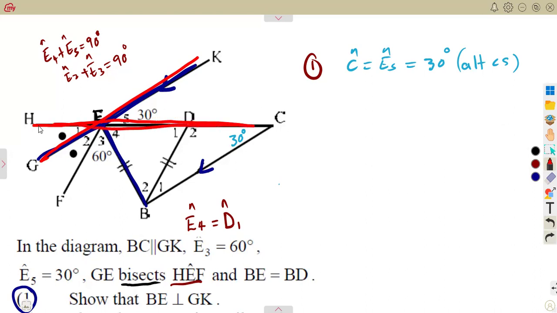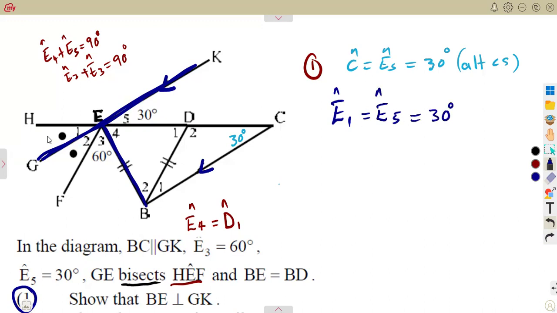This one is a straight line. So we are talking of the vertically opposite angles, meaning to say these two angles must be equal. So the angle at E5 and the angle E1, they are equal, vertically opposite angles, all right? So there we're going to consider E1 to be equal to E5. Let's see if it's going to help us, which is also 30 degrees. So this is 30 degrees, okay?